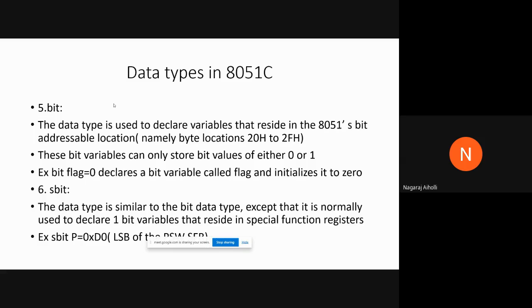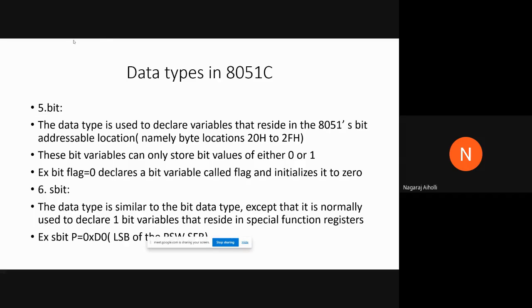Bit addressable memory. First are the working registers, that is R0 to R7, with 4 register banks. After that comes the bit addressable memory 20 to 2FH. Then next comes the general purpose memory, from 30 to 7FH. So this is the organization of the RAM memory. To represent these bit addressable memory locations, the bit data type is used. Example given here: bit flag equal to 0.